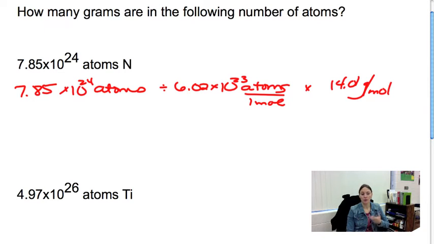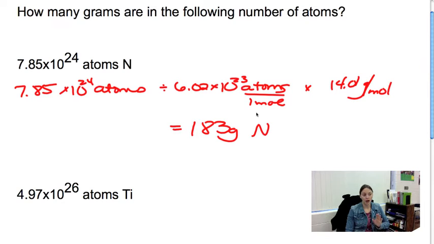Because I'm going to have some number of moles, and there are 14 grams in 1 mole, and you just get your answer. It should be 183 grams of nitrogen. So you can also set up your ratio if you want, and that will be fine. Just make sure you set up your ratio correctly.